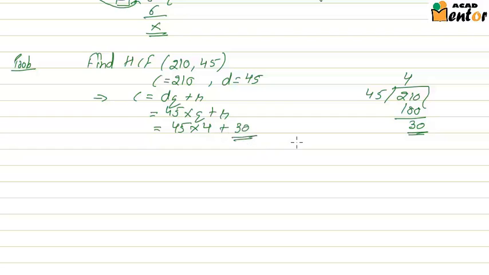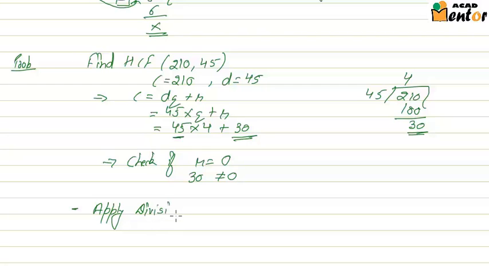Now we have to check if the remainder is 0. We see that 30 is not equal to 0. So now we'll apply Euclid's division lemma on 45 and 30.